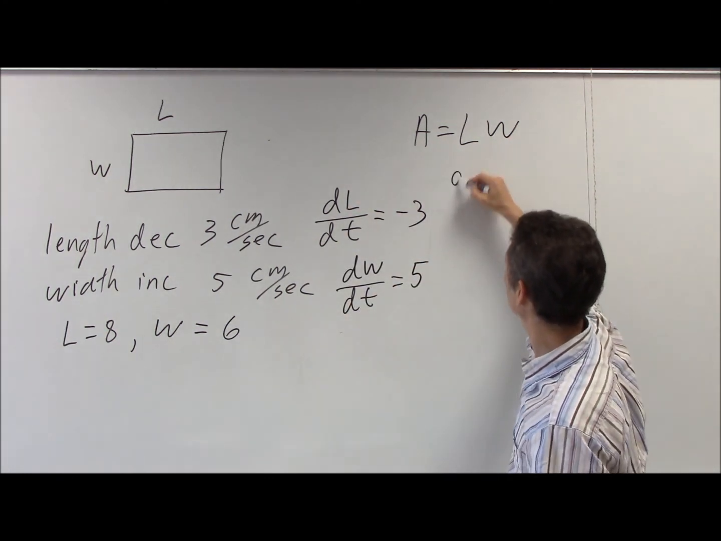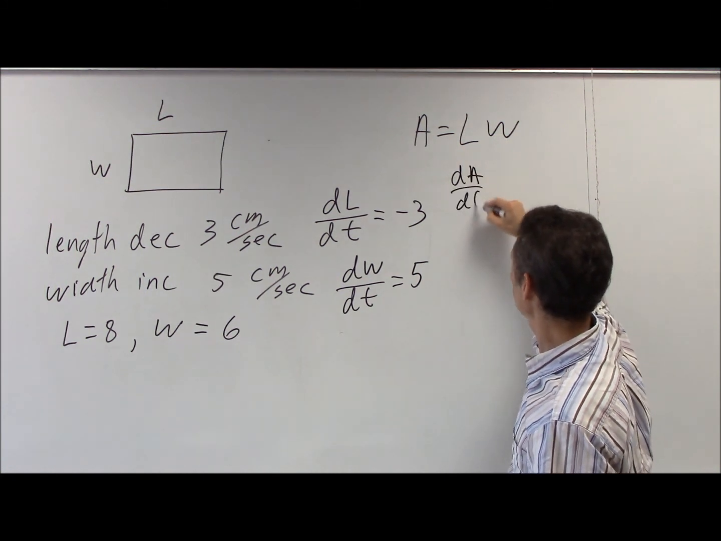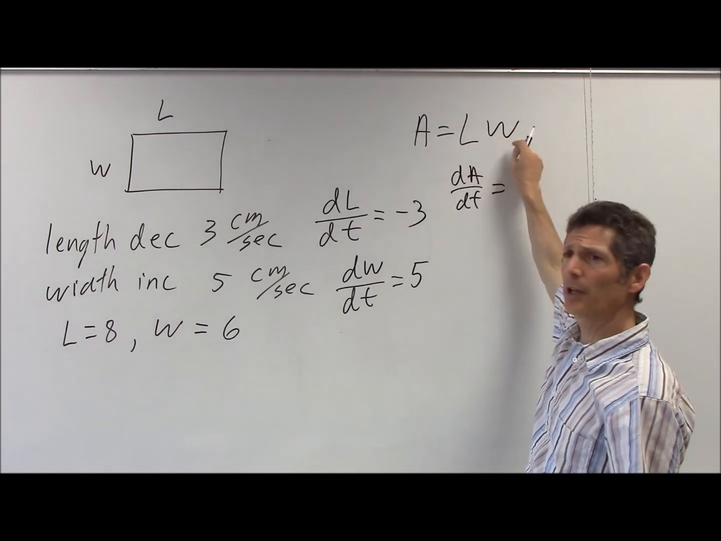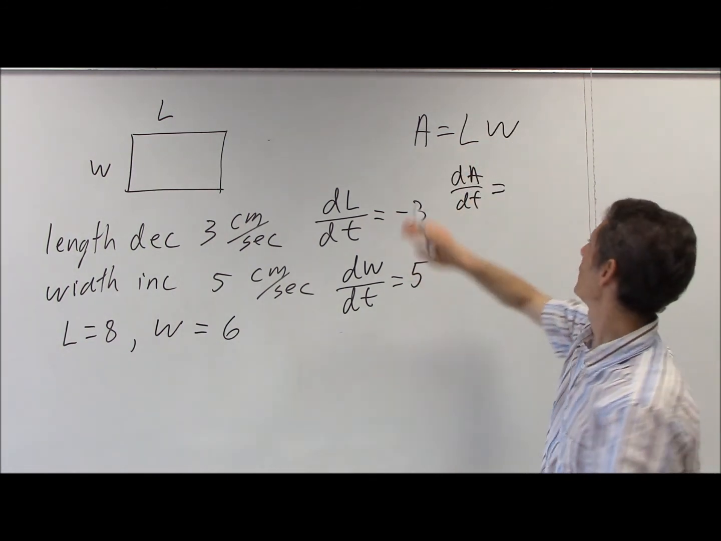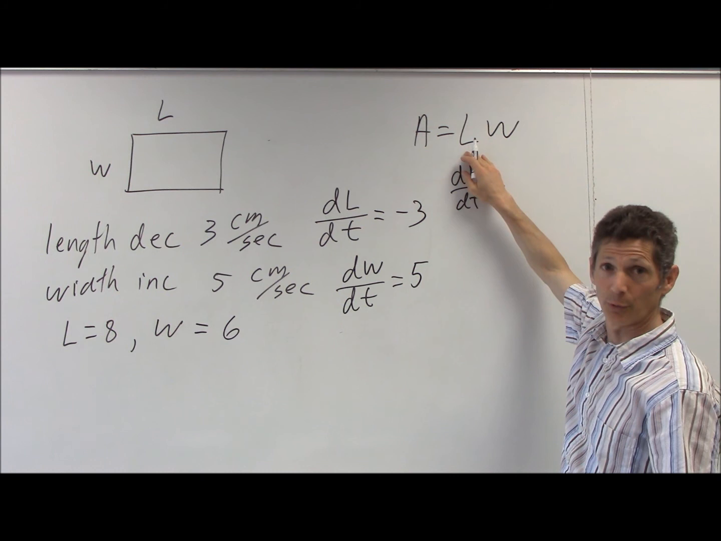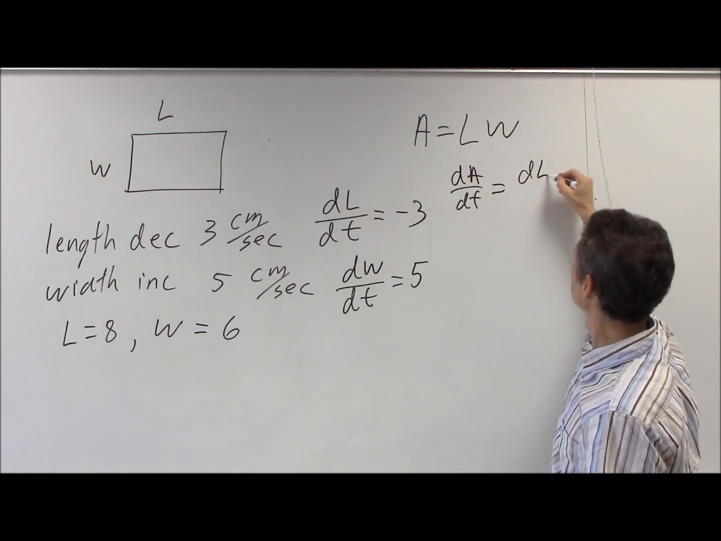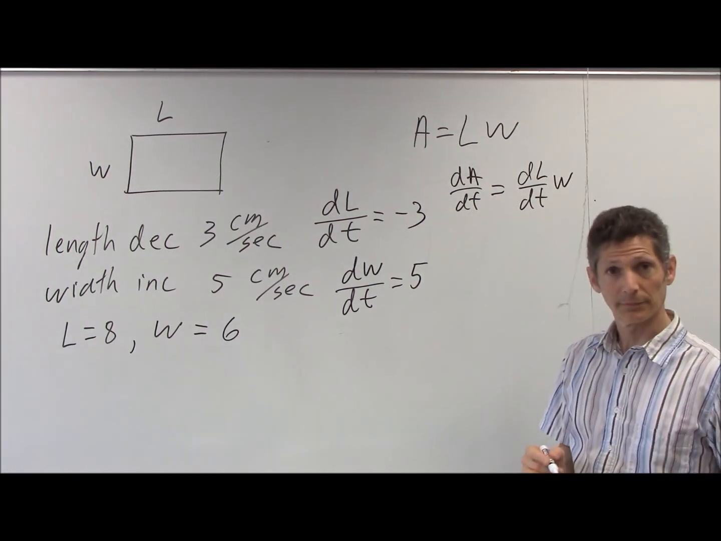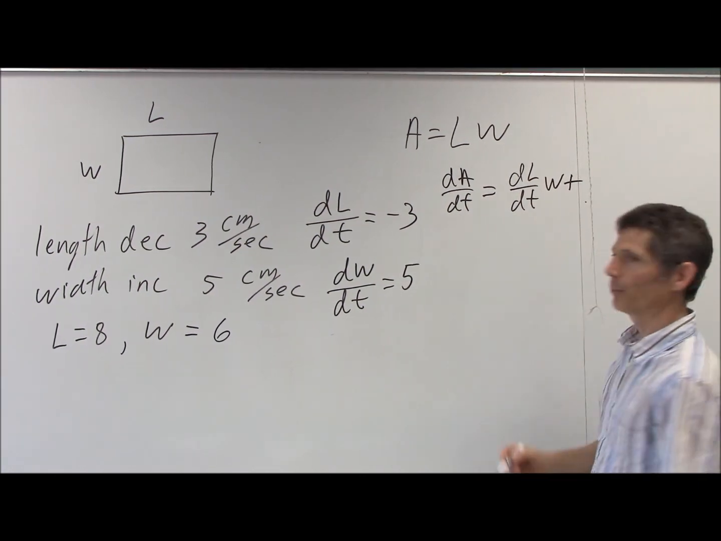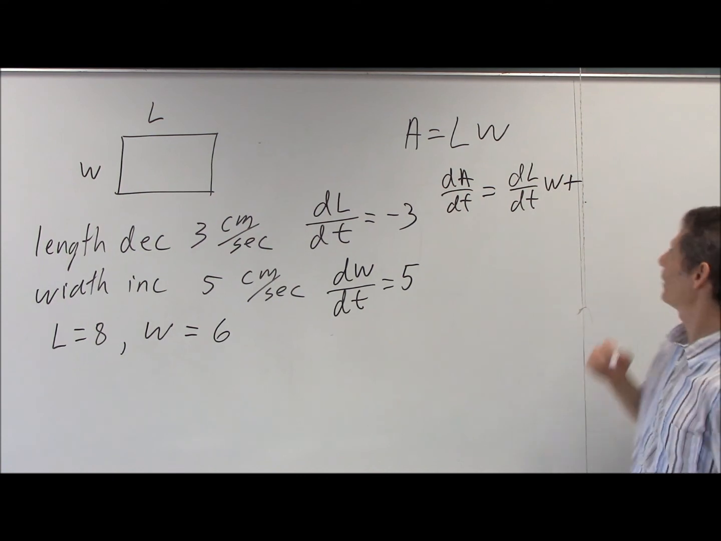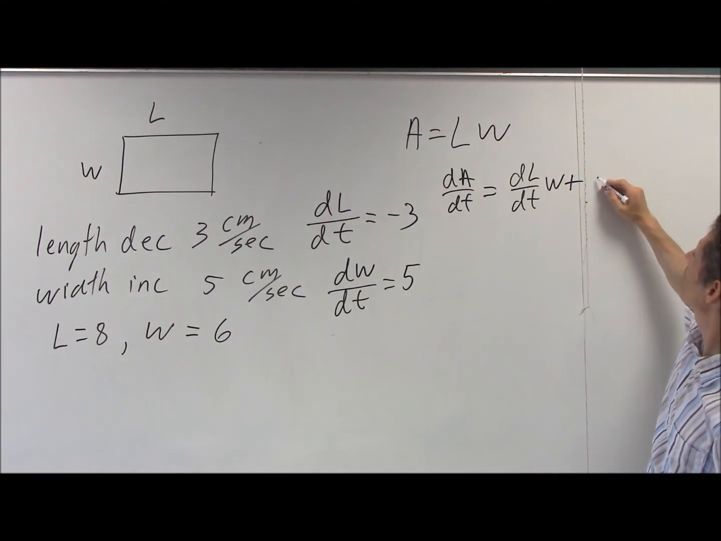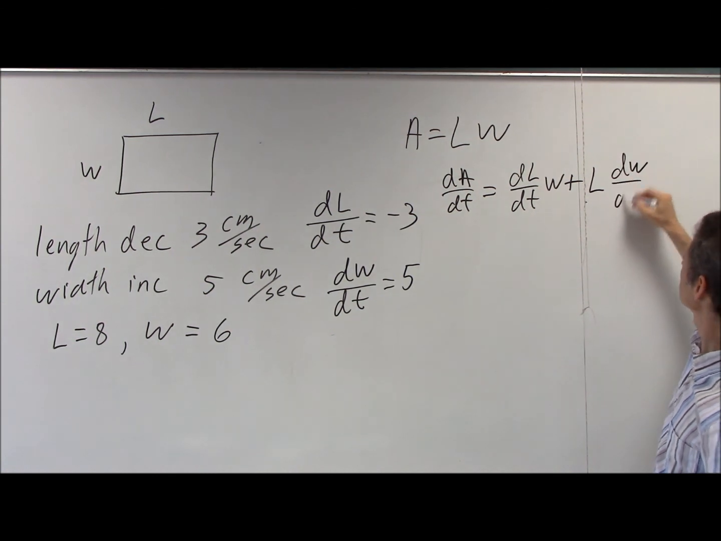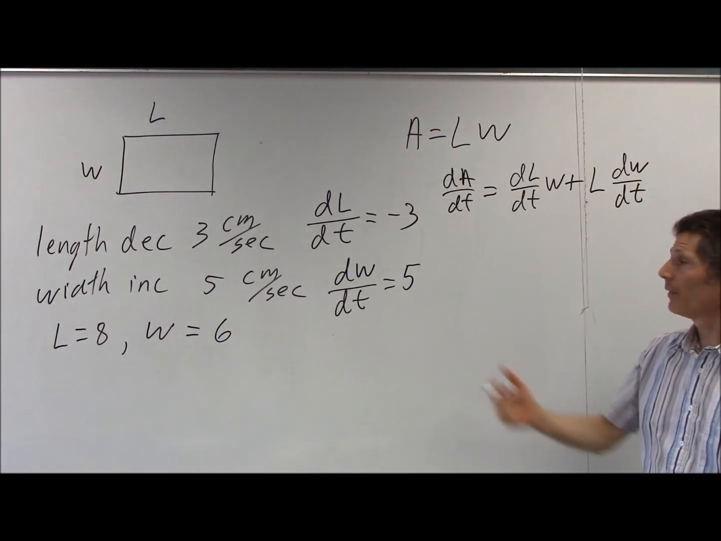The derivative of area, dA dt, is the derivative of length times width. Remember how this works? That's a tricky one. It's a product rule. So that's the derivative of the first guy, the derivative of L, which is dL dt, times the second guy, plus the first guy times the derivative of the second guy. That's pretty straightforward. And then I just fill in my numbers.